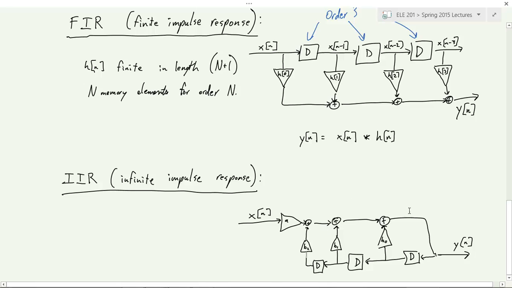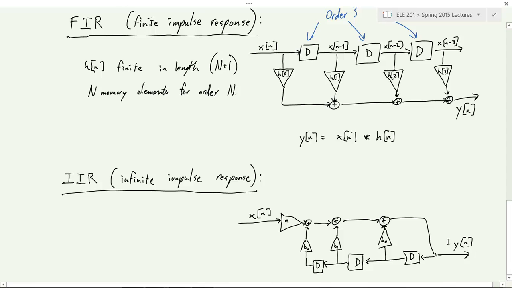So in most cases, it's never going to zero out. You'll keep getting feedback values indefinitely. It might die off, but it won't ever become exactly 0. So it's an infinite impulse response.